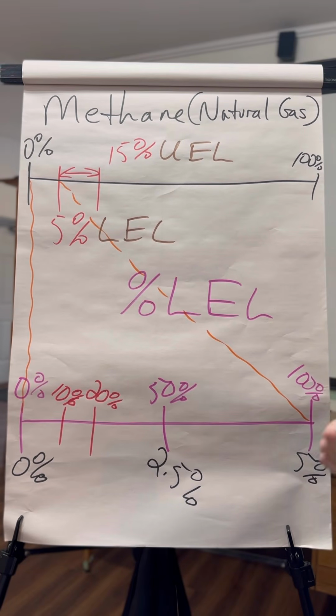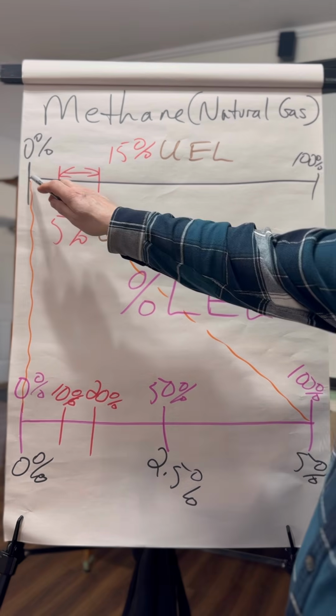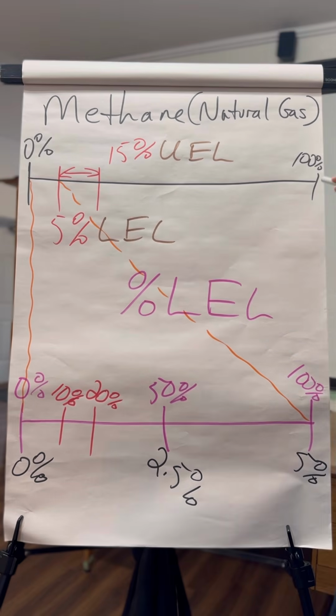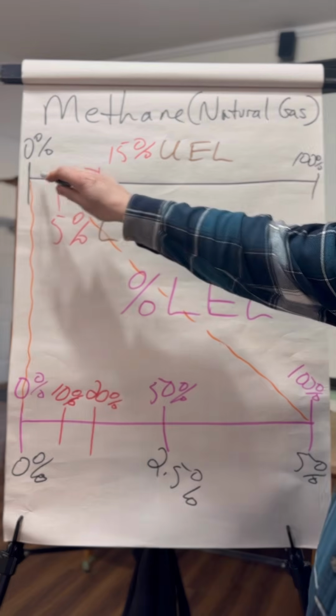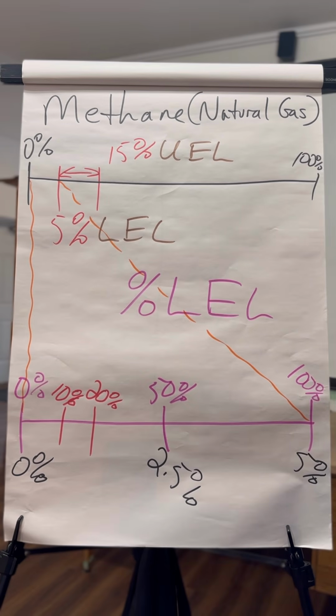Let's talk about LEL and UEL, lower explosive limit and upper explosive limit. For this example, we're going to use methane, which is natural gas. So on the scale, we have methane from 0 to 100%. So no methane, all methane.